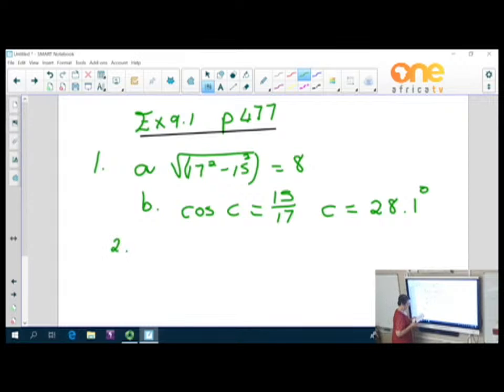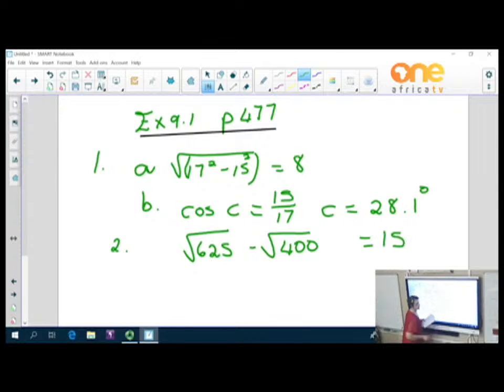Number 2. Now, that number 2 is actually showing you Pythagoras because it's that theorem of Pythagoras that we have there. So we can say that 625, now remember this is the area. And so we can get the square root of that one and then the square root of 400. So if we subtract those two, you will get F, which is 15. So they actually gave you those squares already. Number 3.